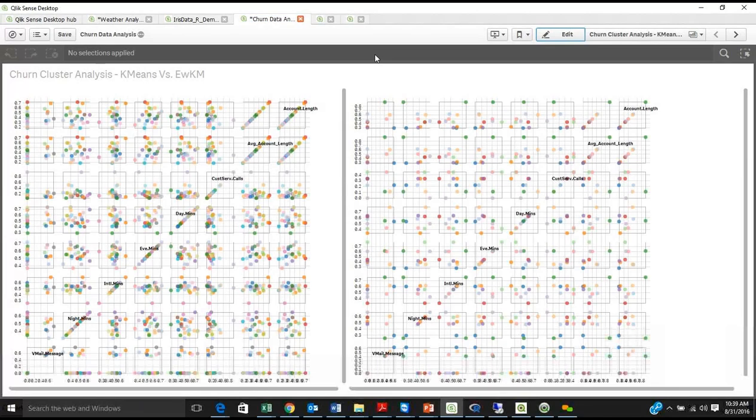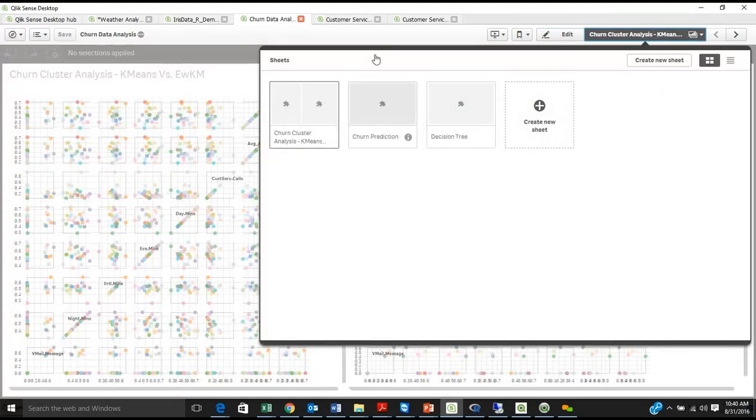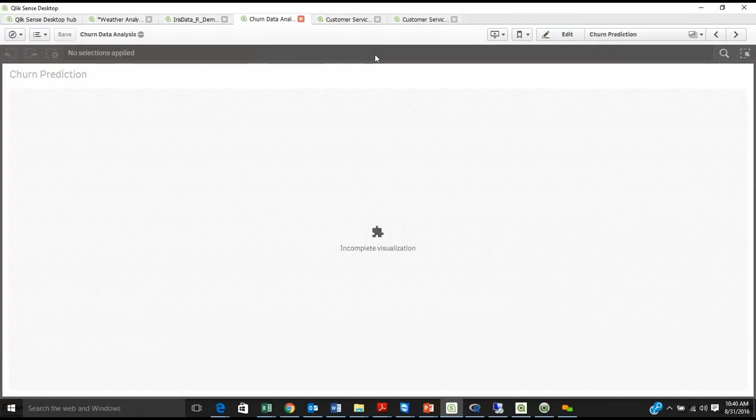So while it is loading here, this is a churn analysis. So basically, we are looking at whether employees will leave your organization or not. And this is more of a statistical analysis that we have created based on certain criteria.